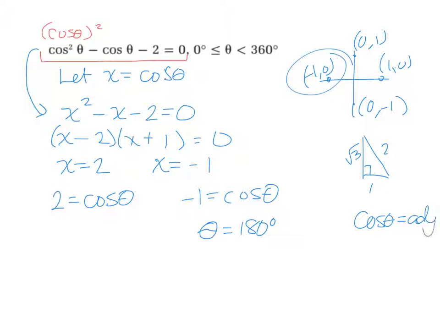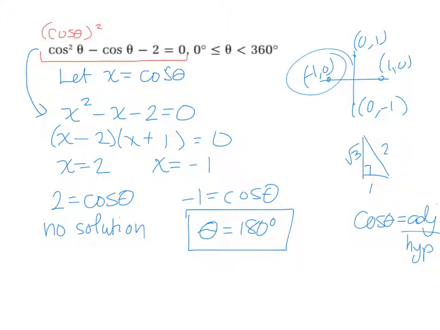always has to be smaller than the hypotenuse. And so cosine can never be bigger than 1. Because if it is 1 or greater, then the adjacent would have to be bigger than the hypotenuse. And that goes against the whole idea of what a hypotenuse is, right? It has to be the biggest side in the triangle. So there's no solution for this part of it. Which means, actually, this is the only answer for that question.